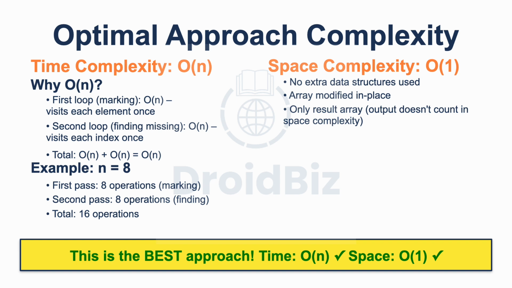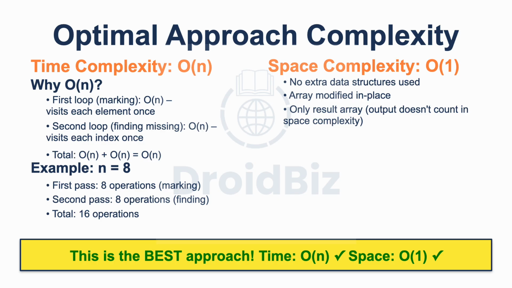Let's analyze the complexity of the optimal approach. The time complexity is big O of n. Why is it big O of n? The first loop, which marks indices, is big O of n because it visits each element once. The second loop, which finds missing numbers, is also big O of n because it visits each index once. The total is big O of n plus big O of n, which equals big O of n.